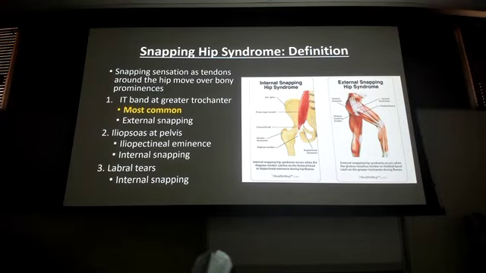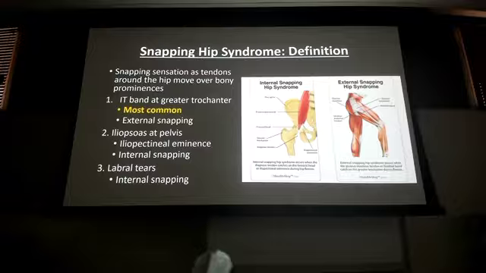Okay. So by definition, a snapping hip has tendons gliding around the hip over bony prominences. Okay, so that's what it is. Is it sometimes called snapping hip friction syndrome? Yes. It has a bunch of different terms, but they all basically mean the same thing. Okay. So when we talk about snapping hip syndrome, there are two different classifications that we have to get used to using when it comes to discerning what tendon, what area we're talking about. Number one, as it says, is the IT band at the greater trochanter.